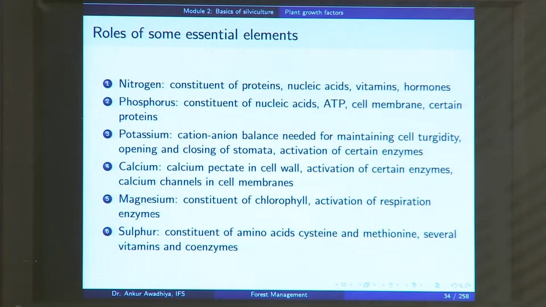Similarly, phosphorus is a constituent of nucleic acids, ATP, which is the energy currency of cells, the cell membrane and certain proteins. So, the plants require phosphorus. Potassium is required for cation-anion balance, which is needed for maintaining the cell turgidity. Now, turgidity refers to whether the cell membrane of the cell is stressed or whether it is flaccid. If a cell has a lot of water inside it, it will bulge and the cell membrane will become stressed, and in that case we call it a turgid cell.